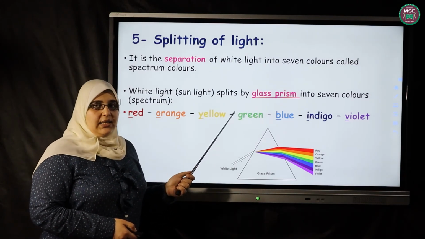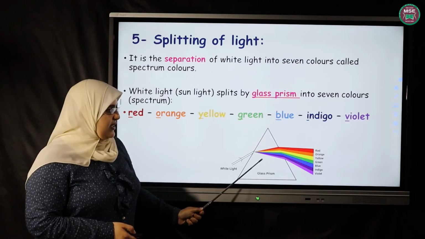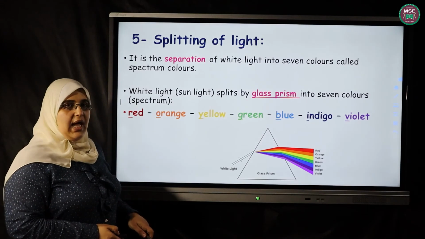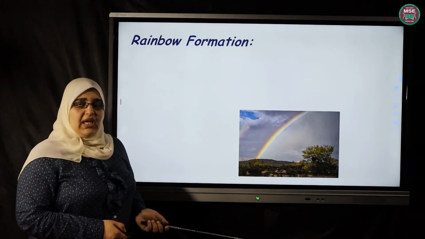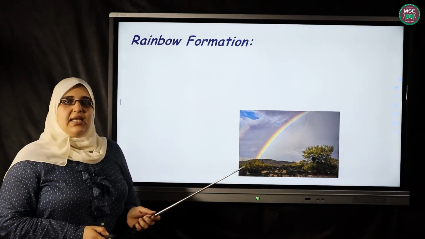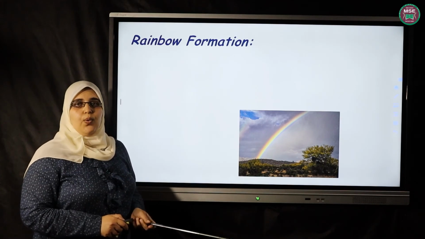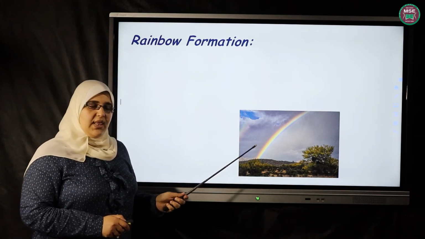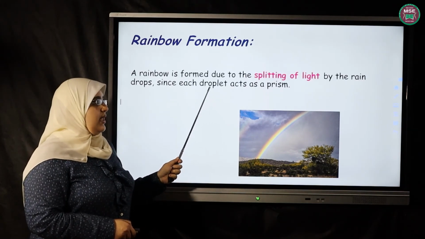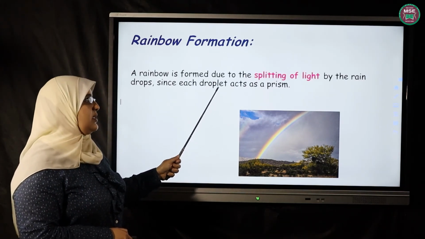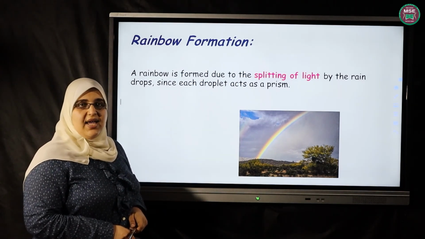But how can the white light be separated? By using a glass prism. This shape is called a prism, and it's made of glass. We see the rainbow in the sky. When we see the 7 spectrum colors in the sky, we call them a rainbow, when the light is split or separated in the sky.